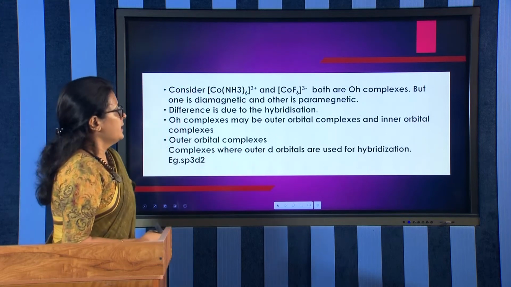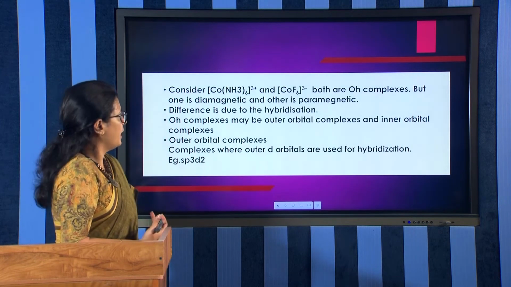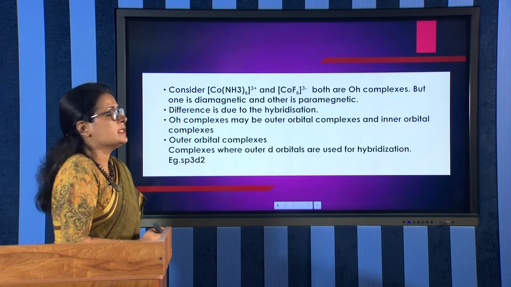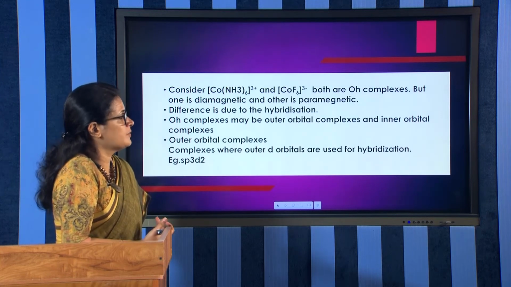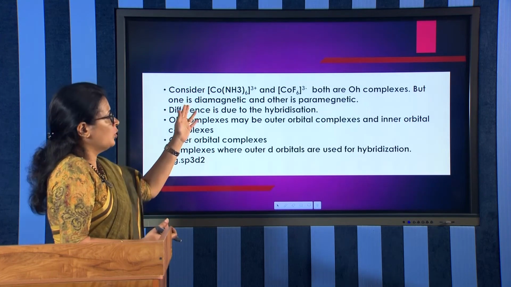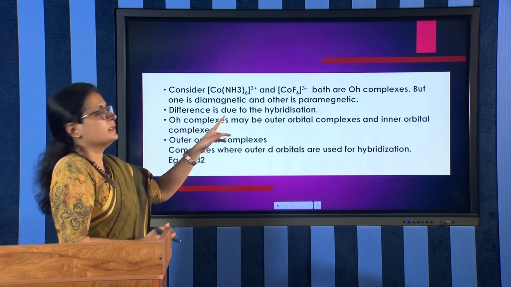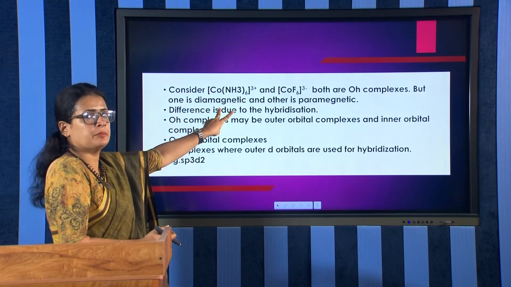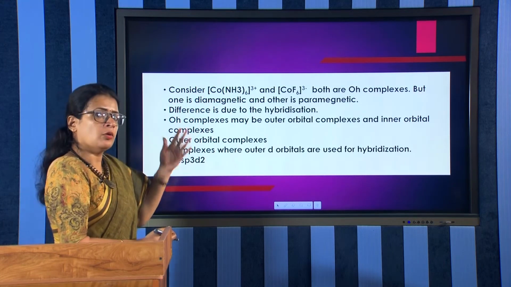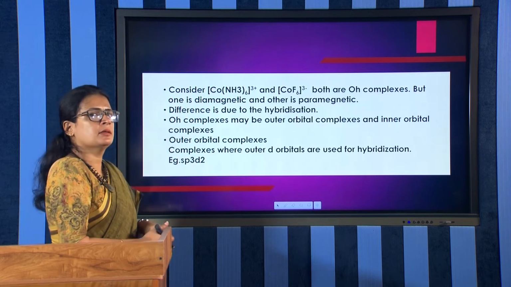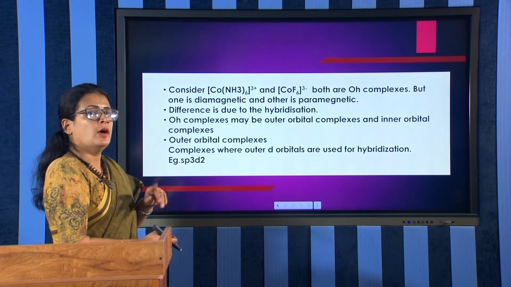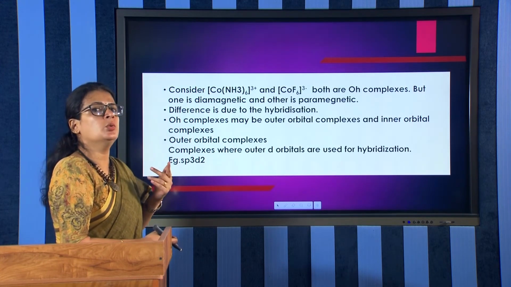Now, we have discussed different complexes, and among them 2 complexes were Co(NH3)6 3 plus and CoF6 3 minus. Both are octahedral complexes, but one is diamagnetic, the other is paramagnetic. We have the same central metal atom, cobalt, and both are octahedral, but one is diamagnetic and one is paramagnetic. The difference is due to the hybridization occurring here. One is sp3d2, the other is d2sp3.